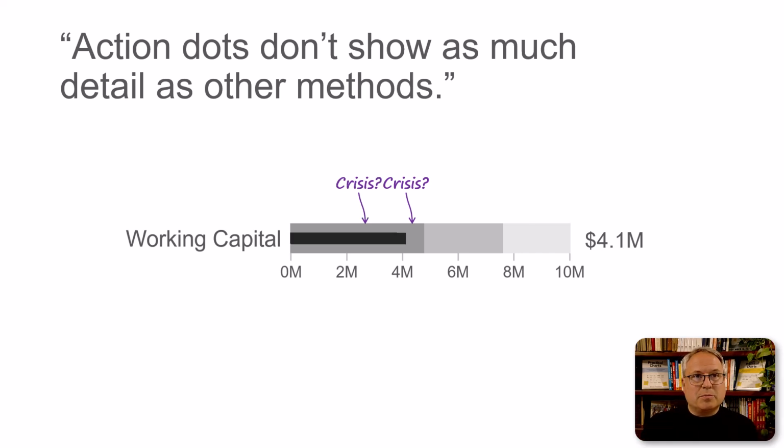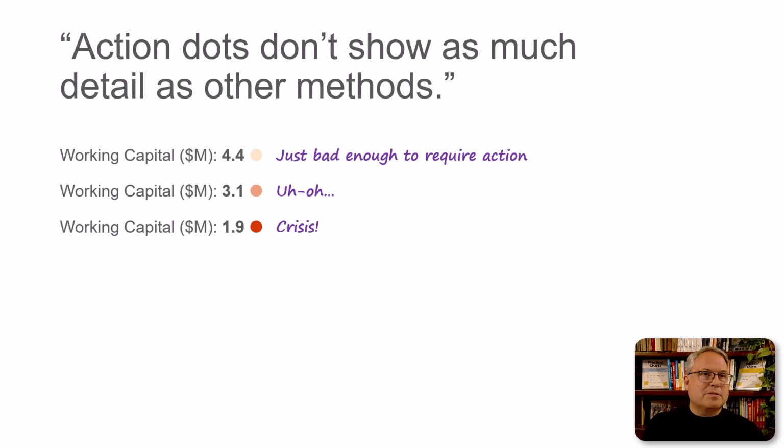If the crisis point is here, well, right now it's in crisis. But if the crisis point is here, then it's not in crisis. And here, I can't really tell the difference between something that's just a little bit poor and a crisis. Whereas with action dots, I can actually see that. So I would actually argue that they communicate perhaps even more information.